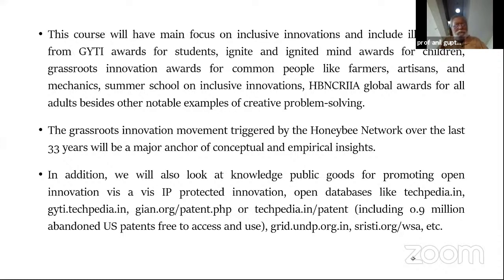For example, there's a database of abandoned US patents, 0.9 million abandoned US patents, thanks to Devika and Zygam, two of our former students who helped, along with Anamika. gyan.org/patent.php or techpedia.in/patent. Open access. Anybody can use that database. 0.9 million abandoned patents. They're free to use. They were granted by the US PTO, Patent and Trademark Office. They were not renewed. So they're valid pieces of intellectual property.